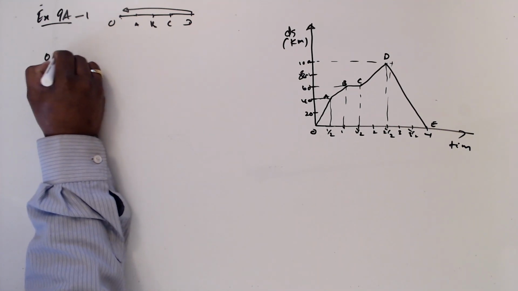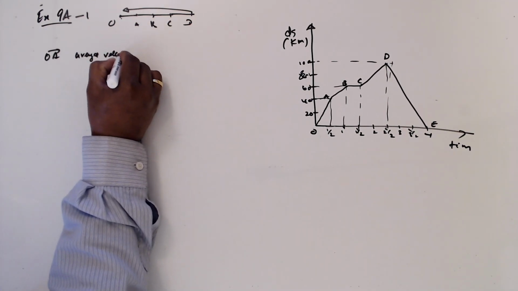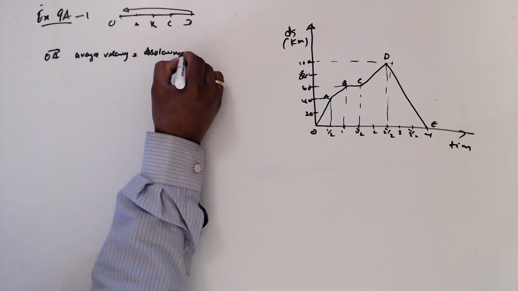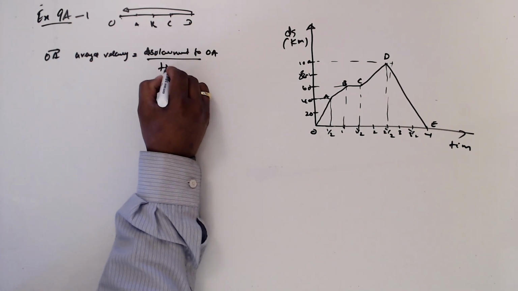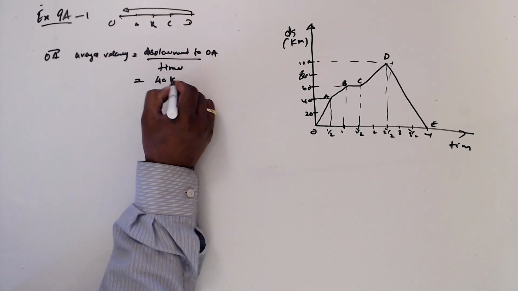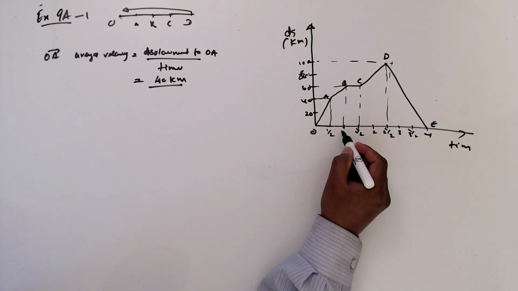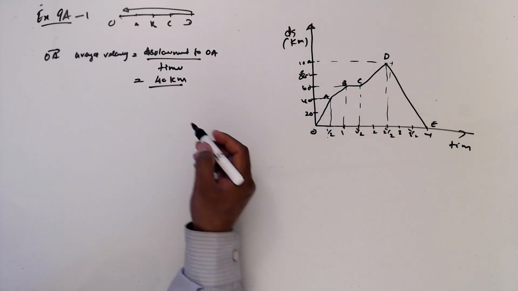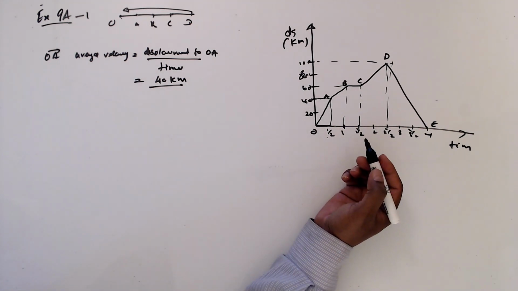So for the O to A journey, average velocity is displacement O to A divided by time. So displacement O to A is 40 kilometers, divided by time. I noted that everything is a half hour time frame. So to cover this distance, it took half an hour, or 0.5.